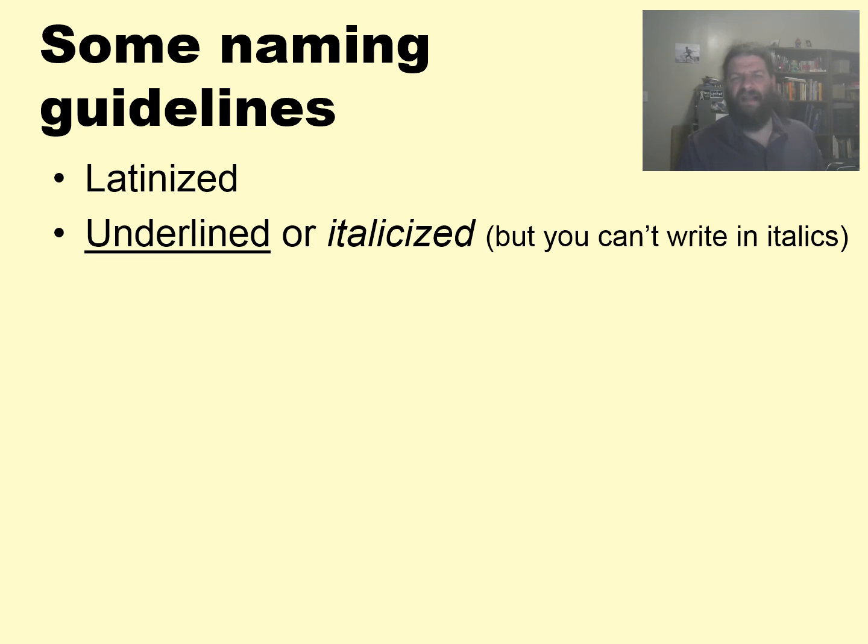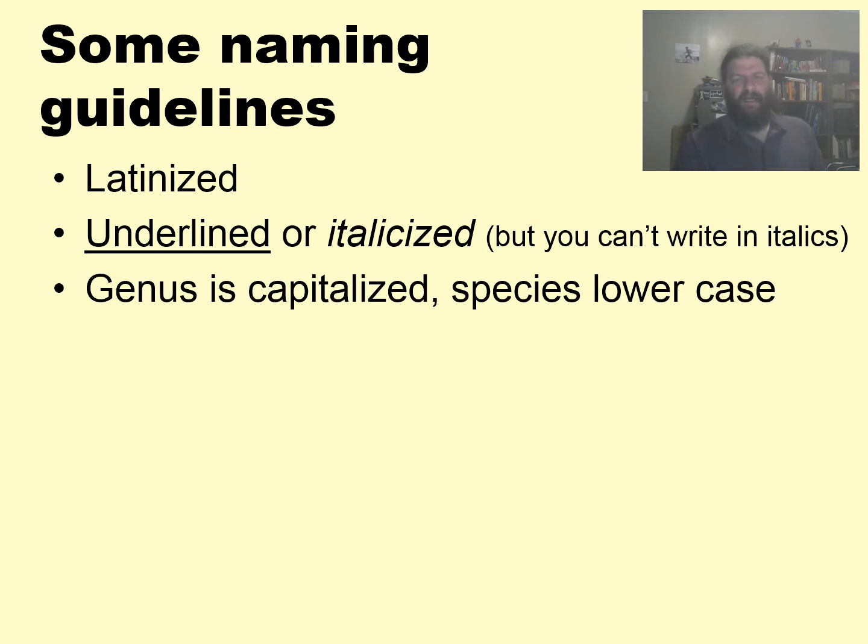This is a pet peeve of mine. I hate it when newspapers don't do it. The genus, by convention, is always capitalized, just the first letter, not all caps, don't yell at me. And the species is typically lowercase unless it's starting the sentence.